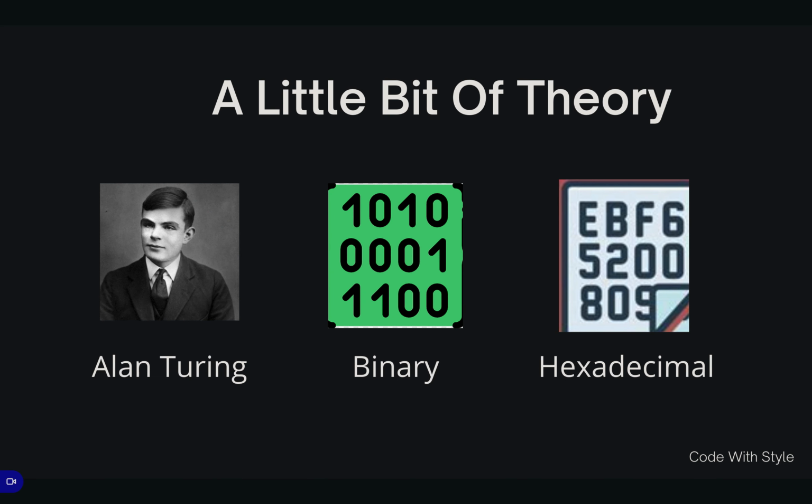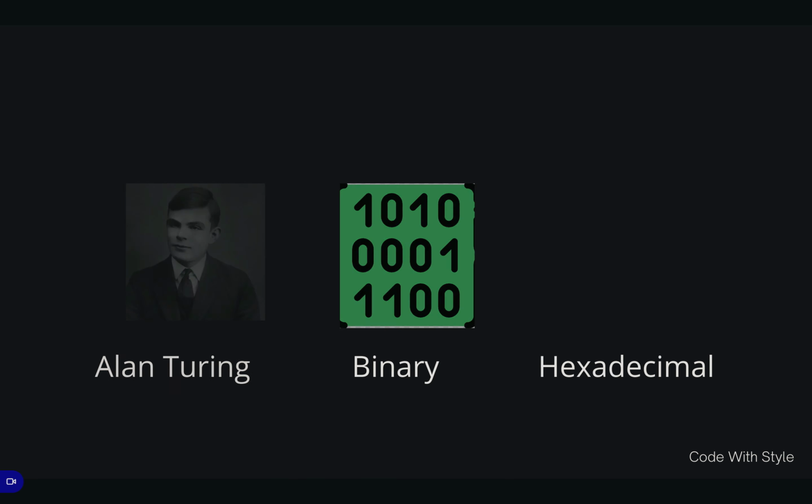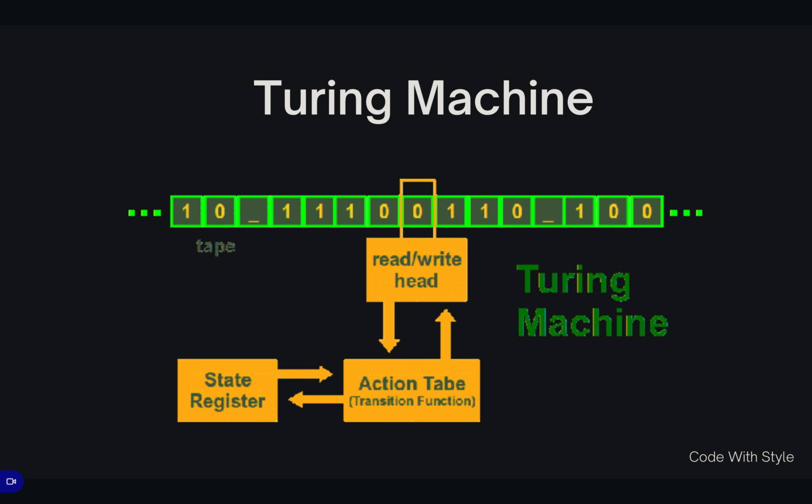So let's talk a little bit about theory of computation, about Alan Turing and binary and hexadecimal. Let's talk about the Turing machine that Alan Turing, the father of computing, created. So what's a Turing machine? It's an abstract machine that can manipulate symbols on a tape depending on a table of rules. And any computer program can be modeled as a Turing machine implementation.